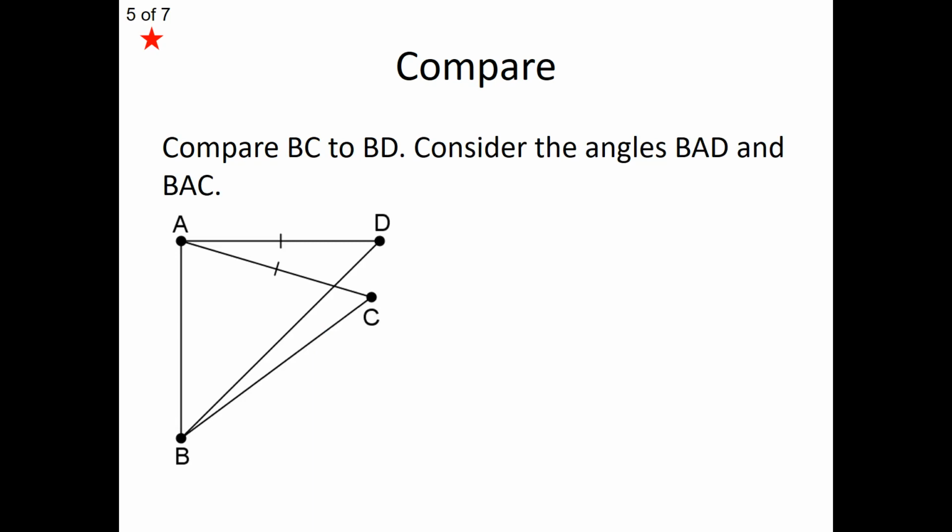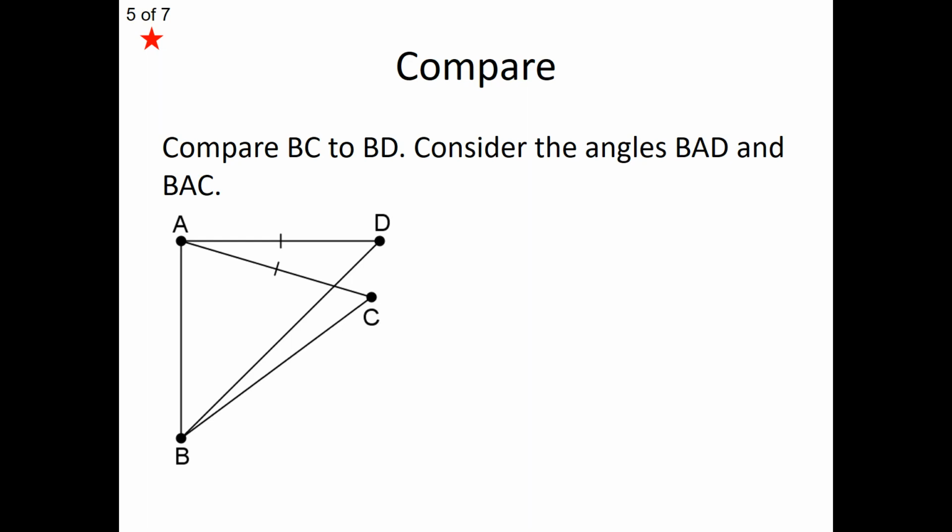Let's consider another example. At first, when looking at this diagram, it seems a little bit confusing, but let me point out to you that we really have two overlapping triangles here. We have triangle ABC and triangle ABD. So those are the two triangles, ABC and ABD. What I want you to do is compare side BC to side BD.